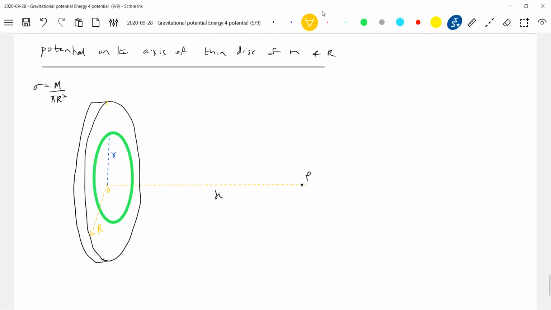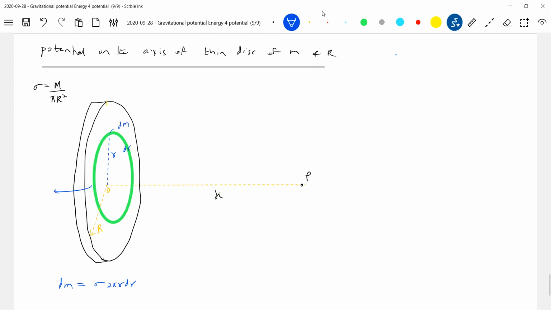What is the width of this? dr. Mass of this be dm. What is the potential at point P due to this? First, what is the dm? Sigma into 2 pi r dr. I'll write all the terms here. These are assumptions, no? 2 pi r dr. And now, what is the potential at point P only due to the elemental ring?